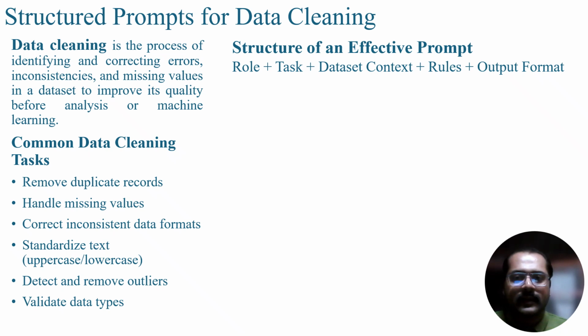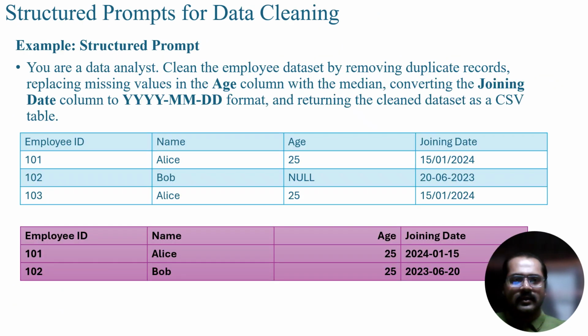So what are common data cleaning tasks? Remove duplicate records, handle missing values, correct inconsistent data formats, standardize text, detect and remove outliers, validate data types. Let's see an example. This is an example: employee ID, name, age and joining date. Here if you can see, there is a duplicate value and also a missing value.